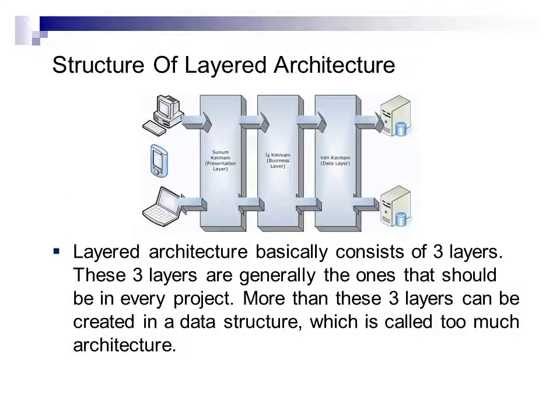Structure of layered architecture. Layered architecture basically consists of 3 layers. These 3 layers are generally the ones that should be in every project. More than these 3 layers can be created in a data structure, which is called multi-tier architecture.